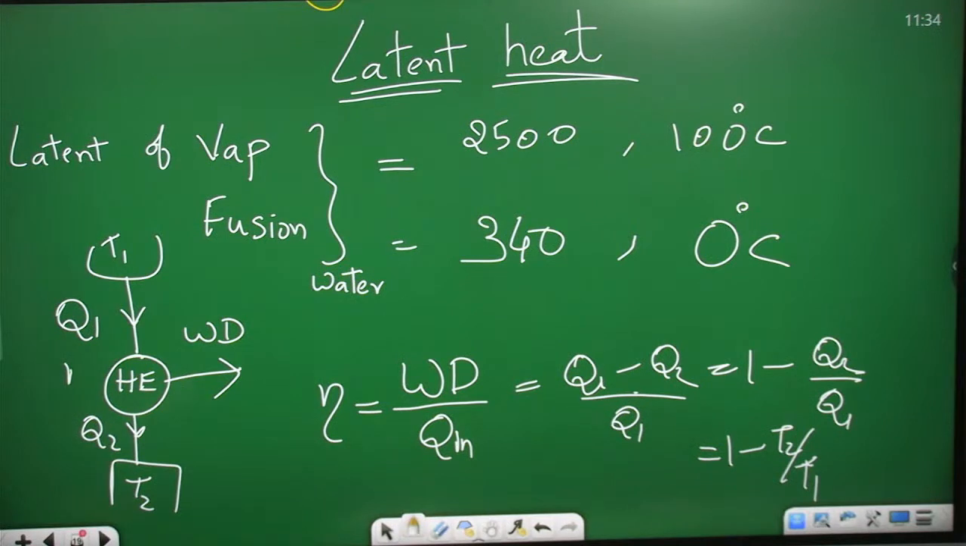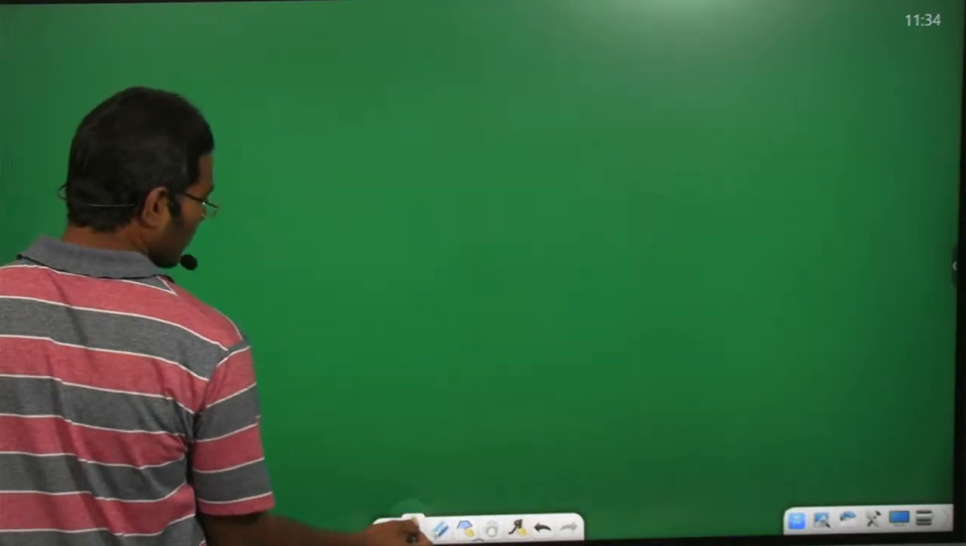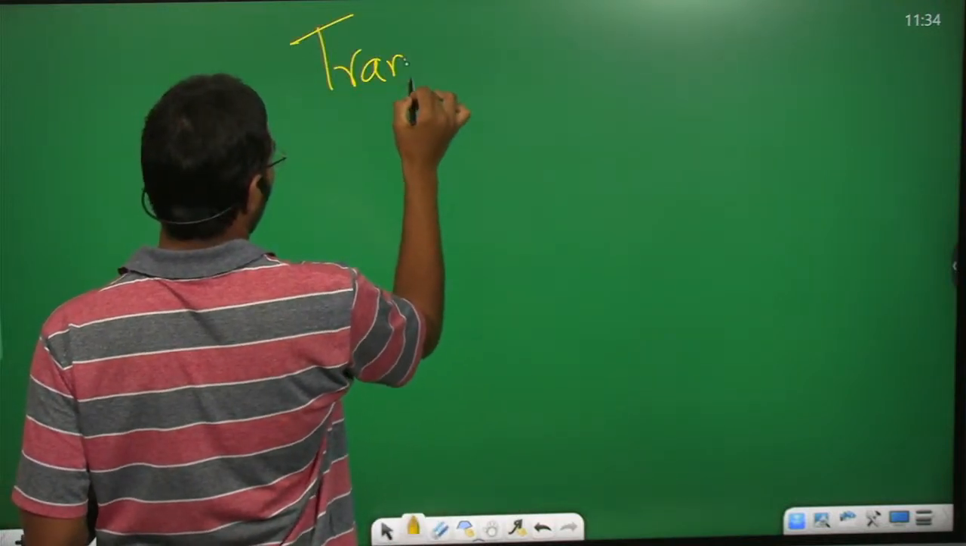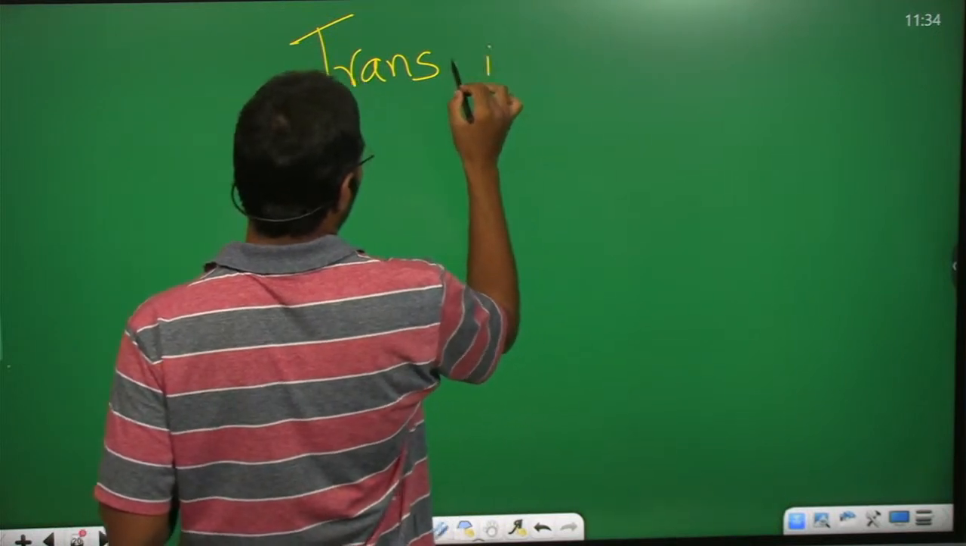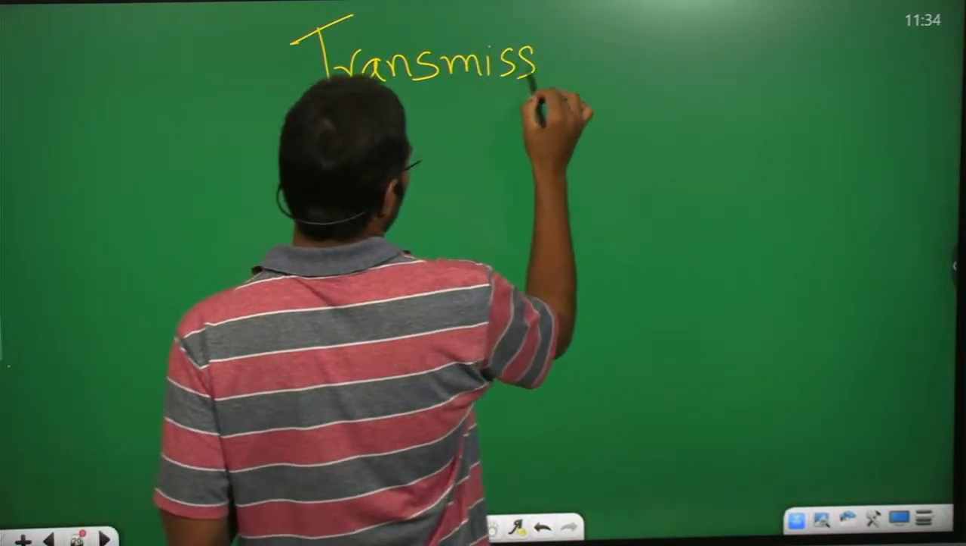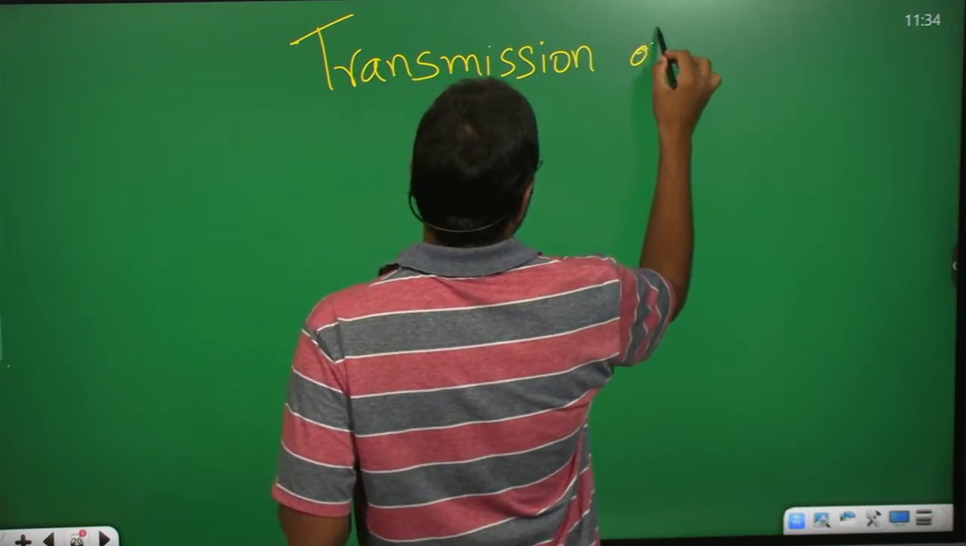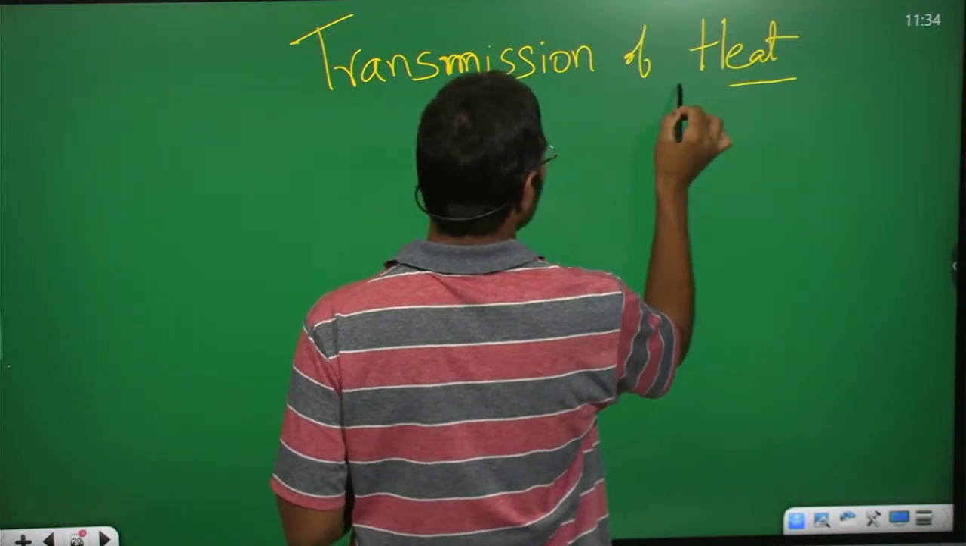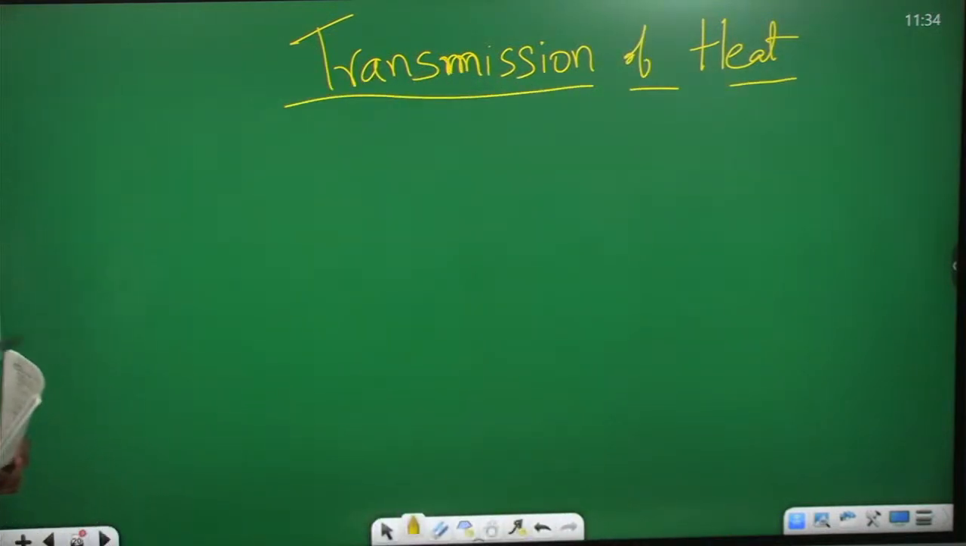So come on, this is about heat engine. Now let us try to look at transmission of heat. So this is the last topic, transmission of heat for first year physics, I guess. So let us do it. So try to write formulas.